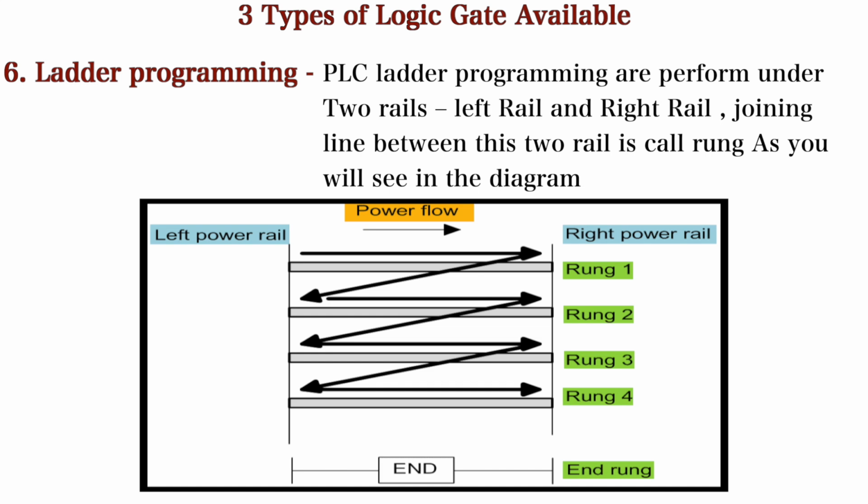Clear? Here you can clearly see in the figure there are two rails. First is the left power rail and next is the right power rail. The power flows between these two rails, and the power direction is always from the left power rail to the right power rail. Now the line joining the left power rail to the right power rail is called a rung.